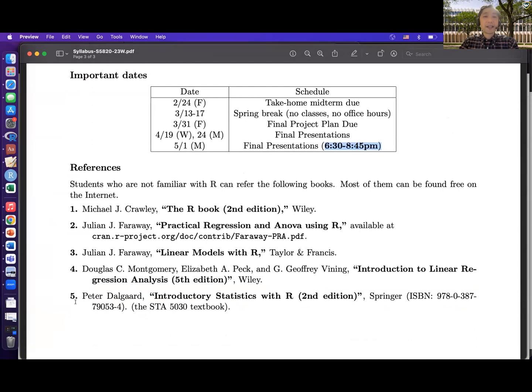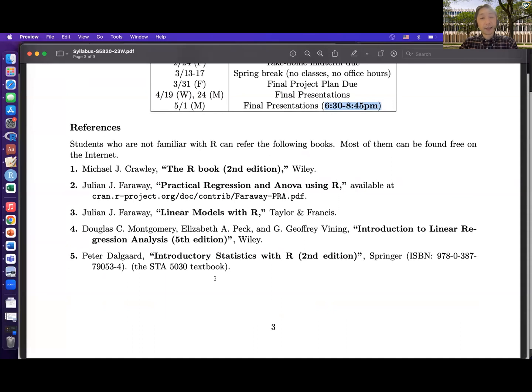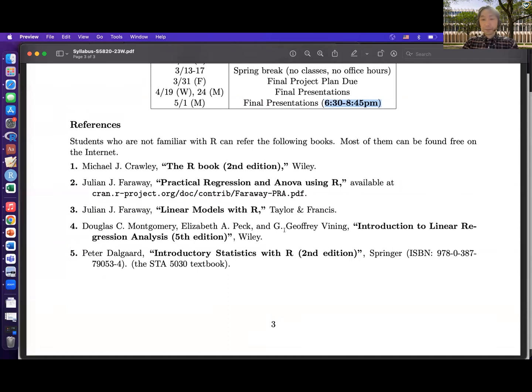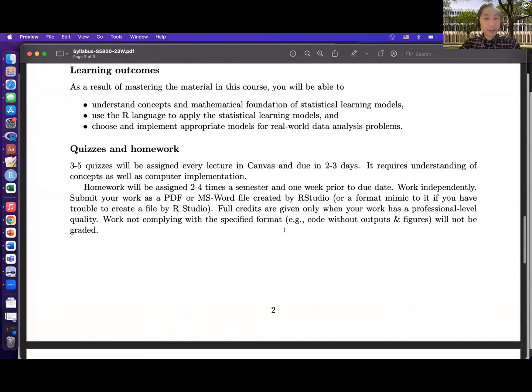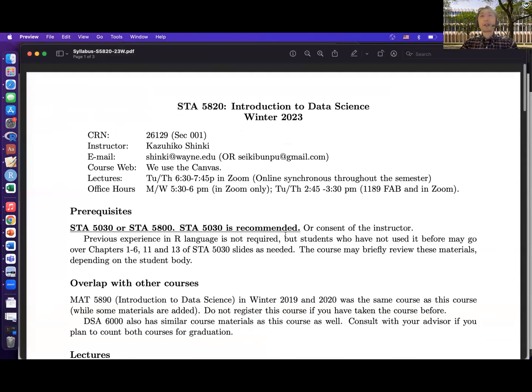And references: these are basically references for the R language and also statistical analysis using R. Okay, so that's it for the syllabus. Do you have any questions? Any questions on the exams? Not at this time. I'm good. Okay, great.